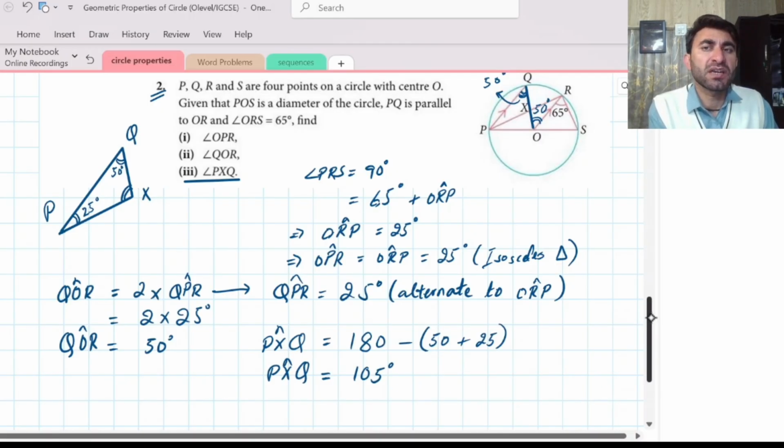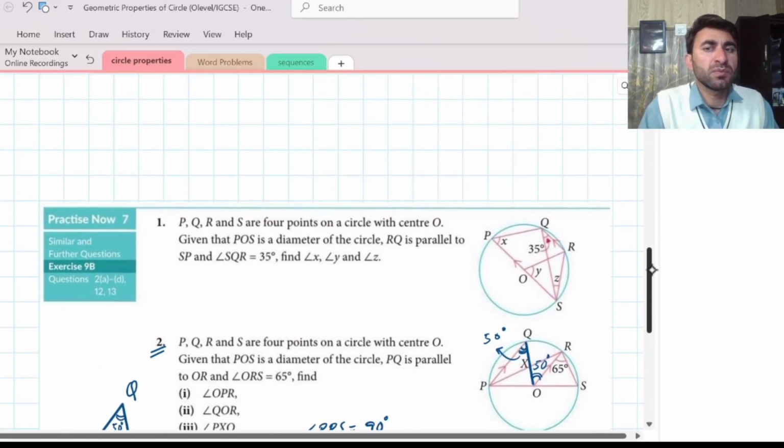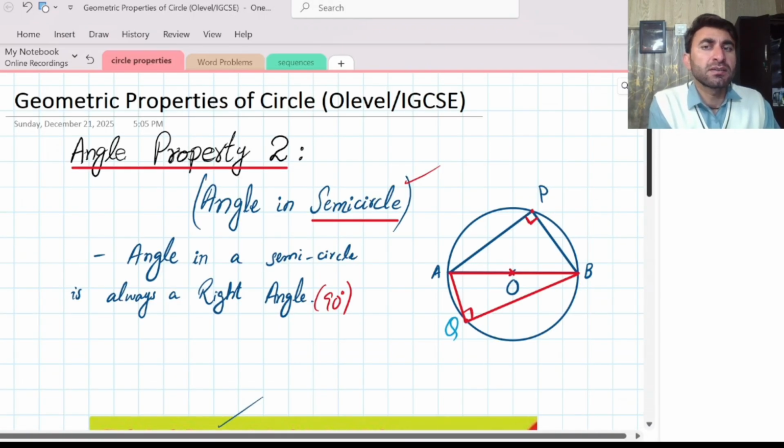So that was practice 7, which was quite relevant to the second property. In the coming video, we will discuss the third angle property and its examples.